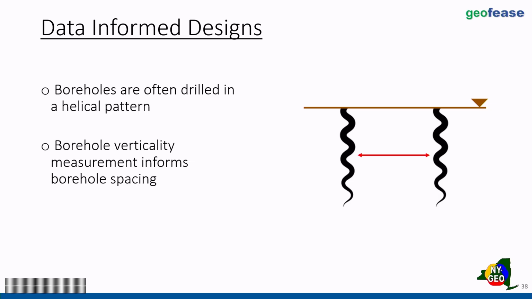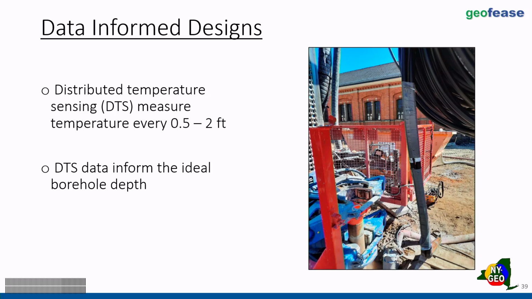And what John talked about is borehole verticality. And so we can use that borehole verticality information to inform borehole spacing on our particular project. John mentioned deviations such as 80 feet. Obviously, you're not going to space your boreholes at 80 feet, but if you have that information, it can help inform some design decisions. José and Isabel talked through DTS, distributed temperature sensing, and you can use that information to inform the ideal borehole depth of your particular project. If you have that information during the thermal conductivity test, you can use that to help inform your design.